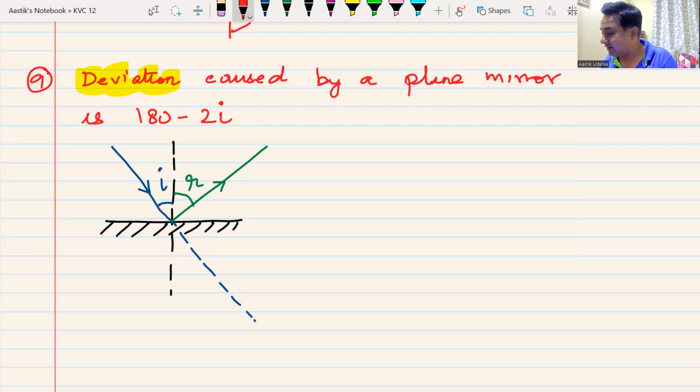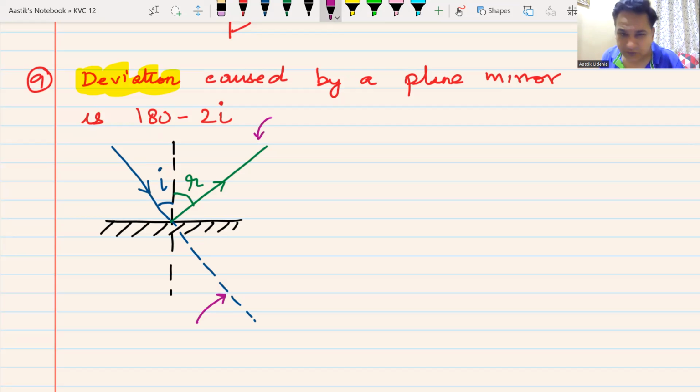Yes, that is absolutely correct, beta. Look, this is the original direction of the incident ray. The incident ray would have gone like this. But because of reflection, it has deviated. Because of the surface, it has changed its path, and its new path looks like this.